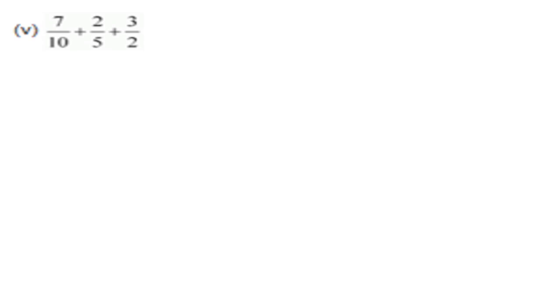Next question is 7 by 10 plus 2 by 5 plus 3 by 2. Here the number of fractions is 3. If you are going to add or subtract 3 or more than 3 fractions, then you have to follow the LCM method. That will be easy. You can do cross multiply as well, but LCM will be easier than the other method. So first we will take the LCM of all the denominators. Here the denominators are 10, 5 and 2.